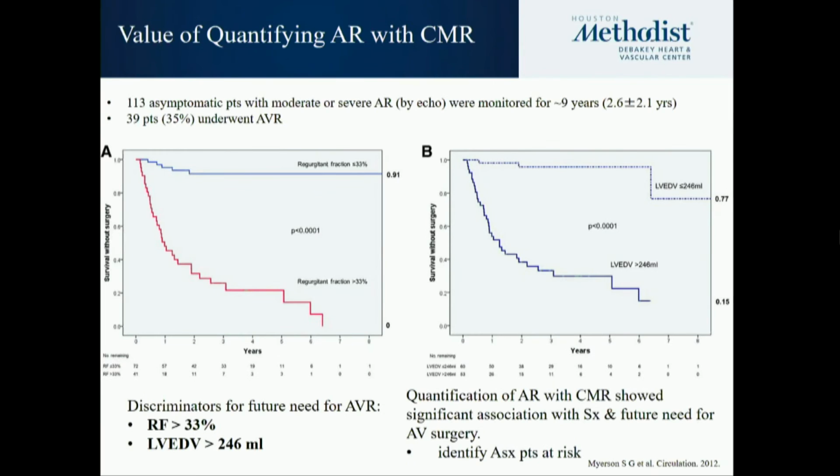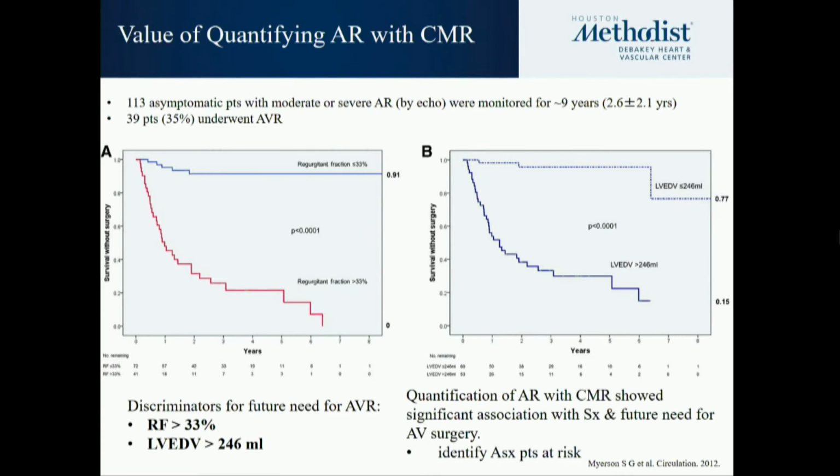And what they found was out of those, 39 patients underwent aortic valve replacement and became symptomatic later on. And then what they found was discriminators for future need for AVR were at lower thresholds than previously established echo guidelines for regurgitant fraction, which in this case by MRI quantification would be regurgitant fraction more than 33%, and LV end diastolic volume of 246.